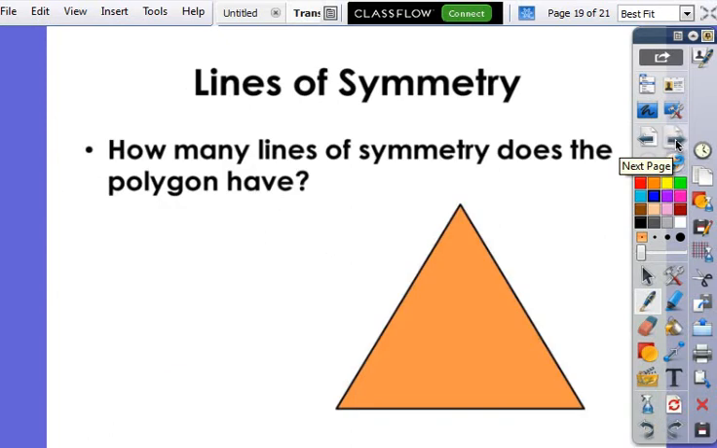Lines of symmetry, what do lines of symmetry do? It's like you can cut it in half and be the same on both sides. So I could do this right here, fold them, and they'll be the same.